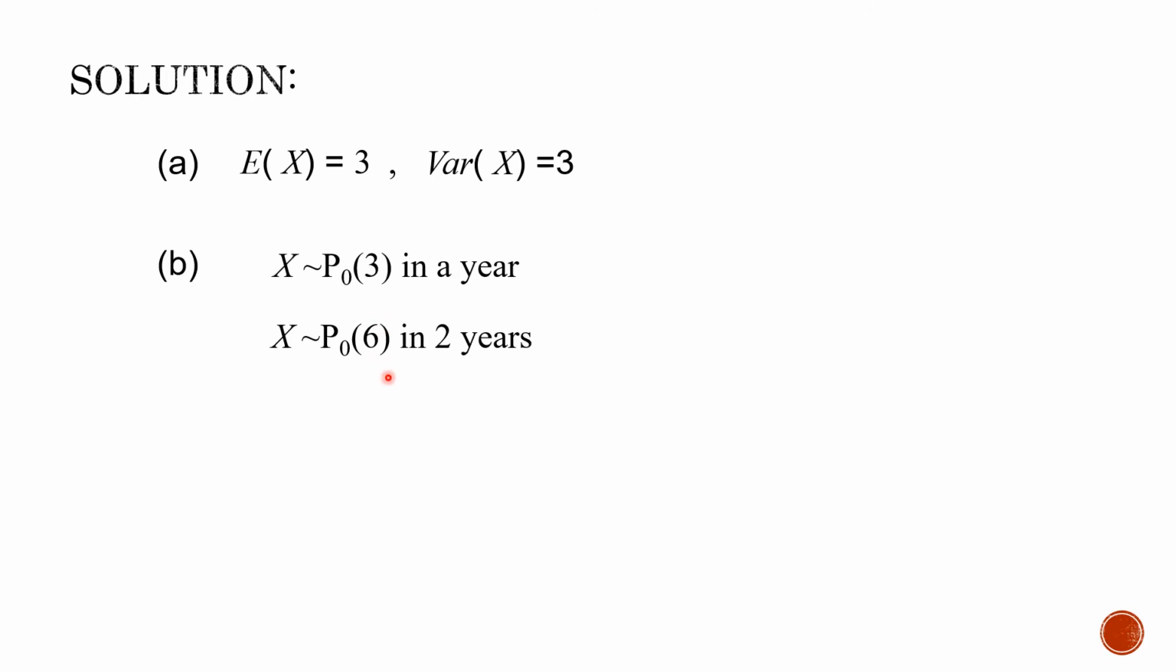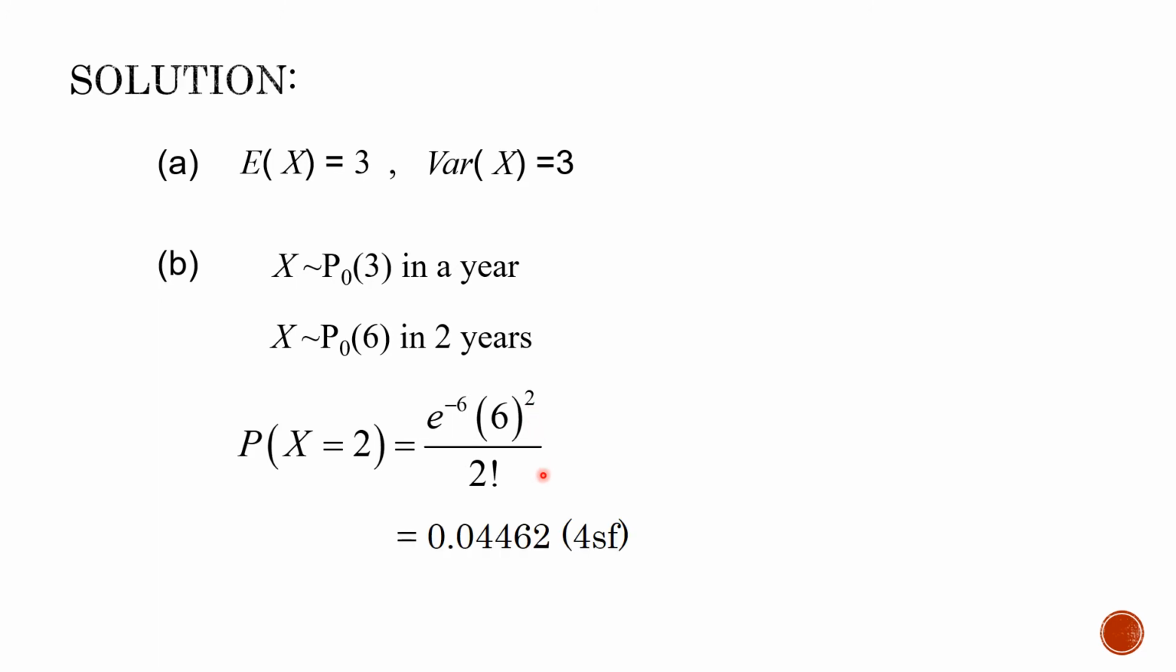Now we need to find the probability that it breaks down twice. So P(X=2) because X is given as the number of times an amplifier breaks down. So since the amplifier breaks down twice, we have P(X=2), so substitute your lambda as 6 and your x as 2. Evaluating, you have 0.04462 rounded off to 4 significant figures.